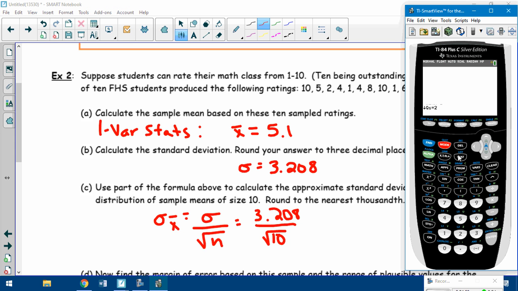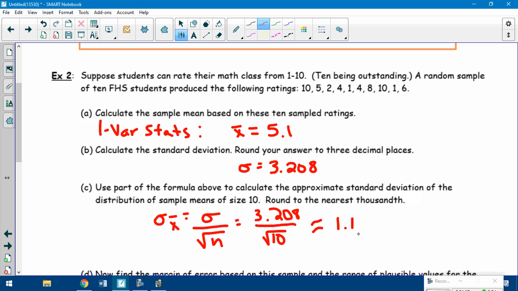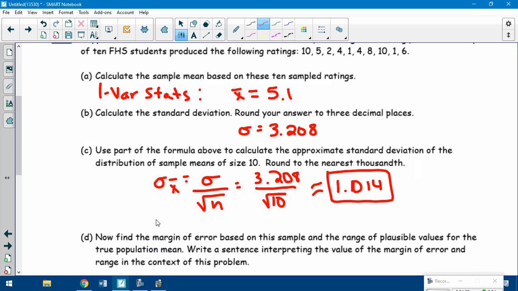So if I do that, I get 3.208 divided by radical 10, 1.014. Okay, so that's the sampling distribution's standard deviation. That's what I need to use to find margin of error, not a single sample, the entire dot plot.